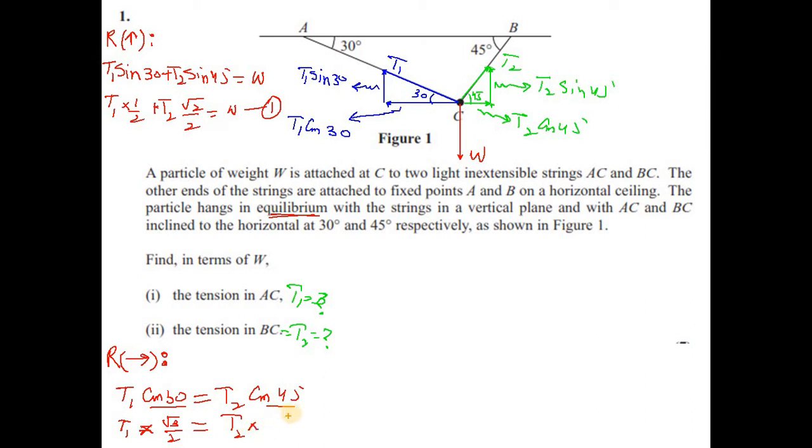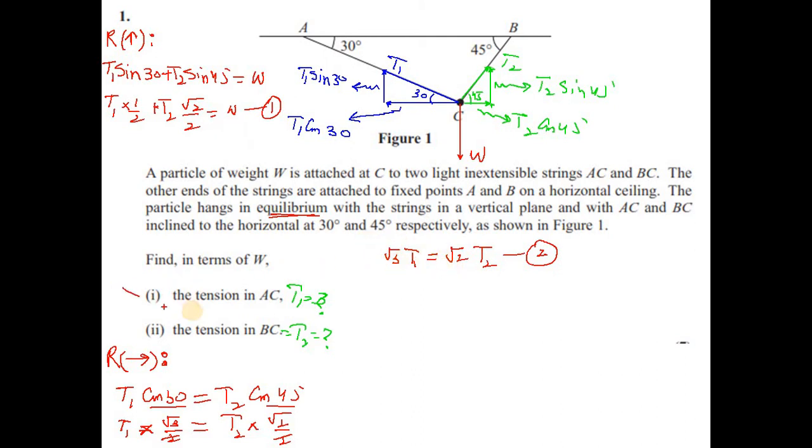Cos 45 is root 2 by 2, and then clearly you can cancel the 2 on both sides, so you have root 3 T1 equal to root 2 T2. This is equation number 2. Now because we have two equations and two unknowns, T1 and T2, which is what we need to find in the two parts, you can solve equations 1 and 2 simultaneously, either by the substitution method or the elimination method. It's up to you.